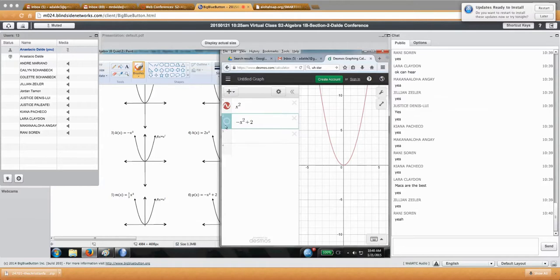All right, let's see what this does. There we go. Look at that. What it did was it pushed the graph up 2 units, and it also flipped it upside down. It reflected it upside down. I agree with you completely. Does this make sense to you?